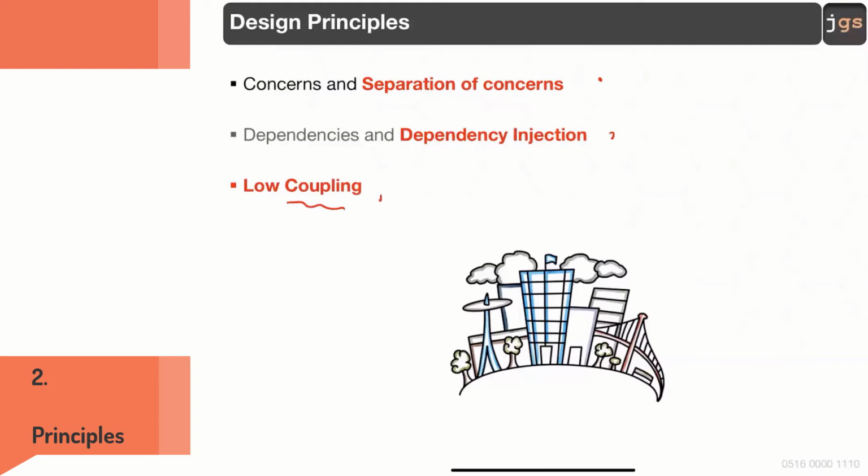Dependency injection. Help me. This is easy. What is dependency injection? How is dependency injection connected with low coupling and separation of concerns? Why is it in this list? What do you do in dependency injection? What is the meaning of that in terms of programming?